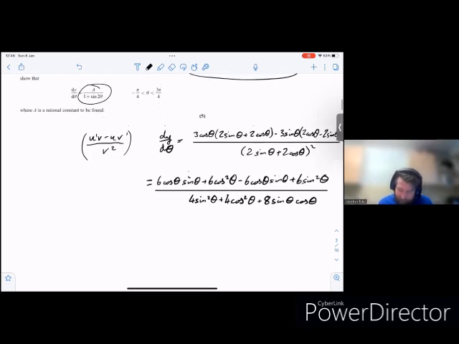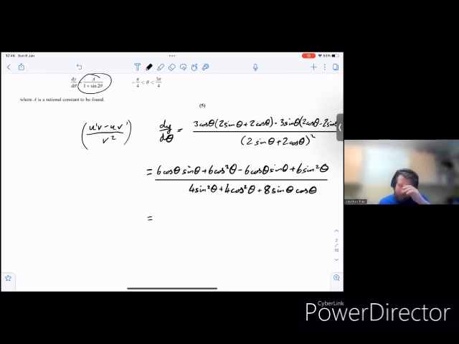Okay, so on the top there, we've got a 6 cos theta sine theta, which cancels with the minus 6 cos theta sine theta. And then we're just left with 6 cos squared theta plus 6 sine squared theta. So I'll pull out the 6 as a common factor.